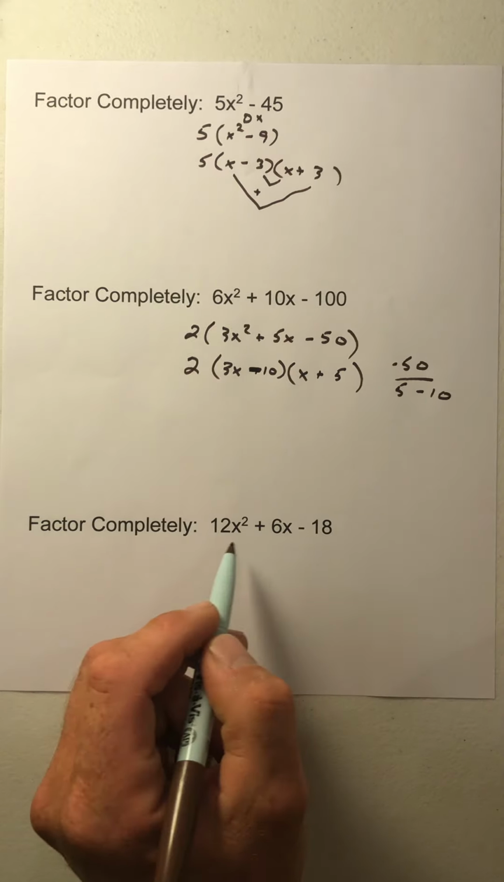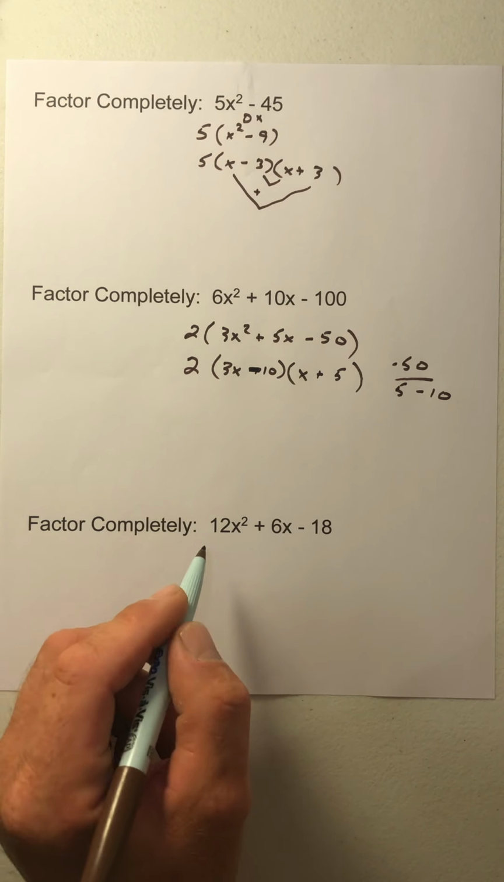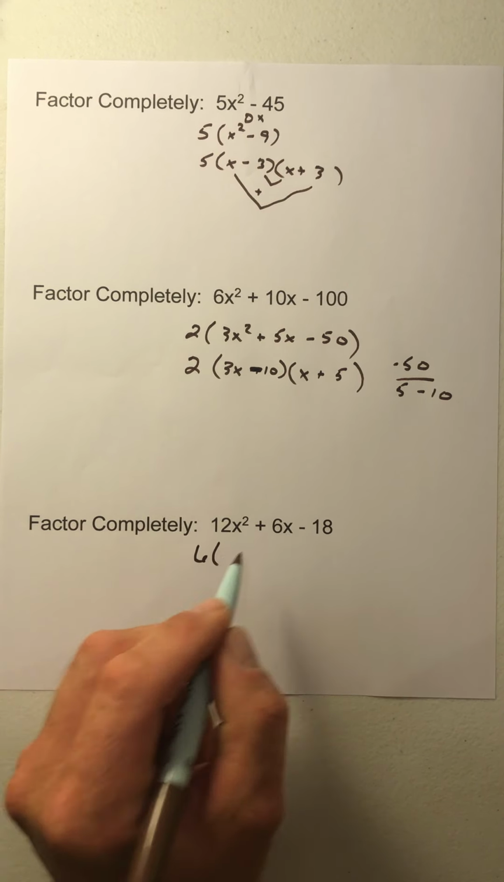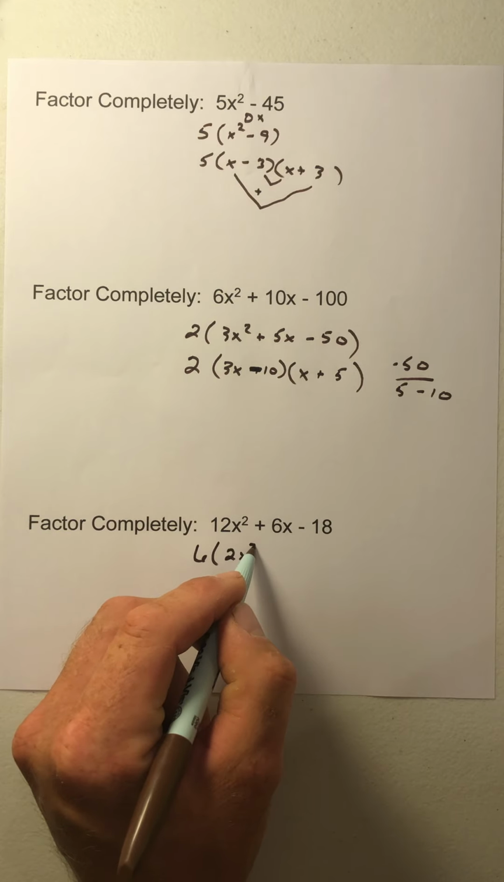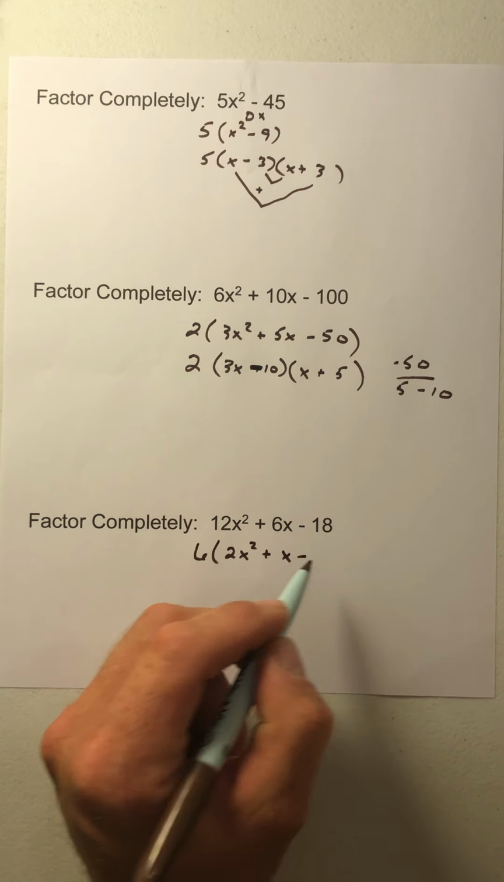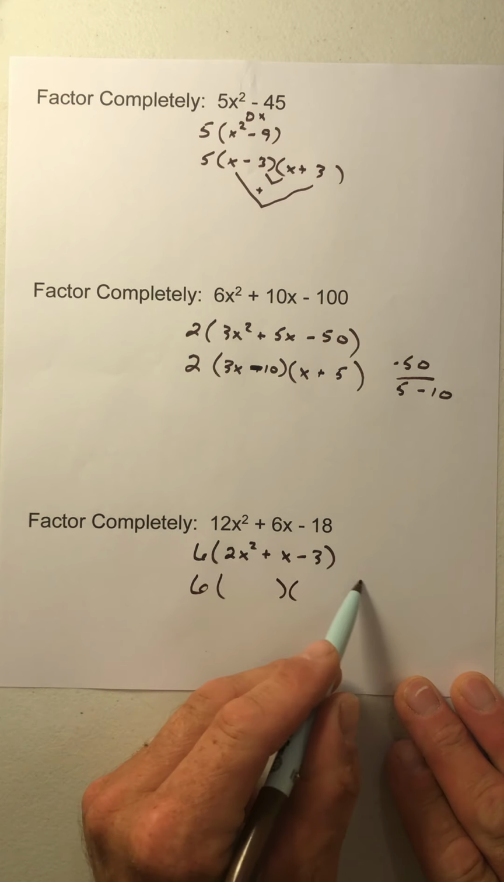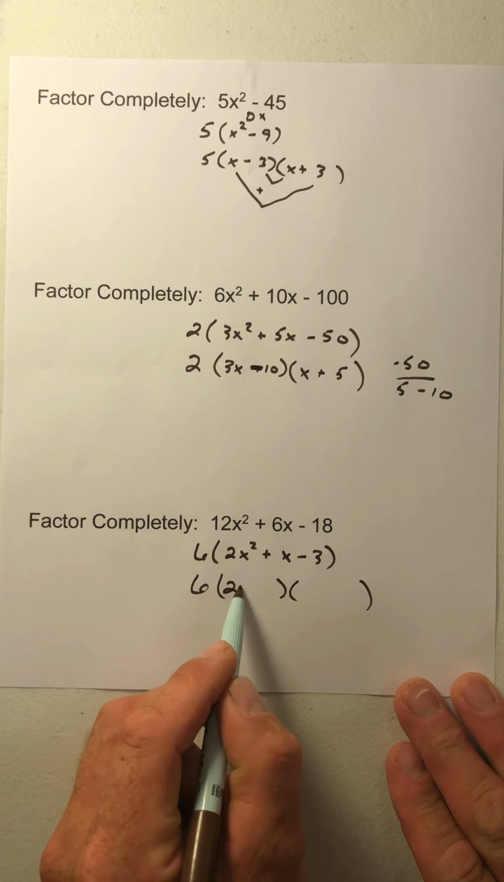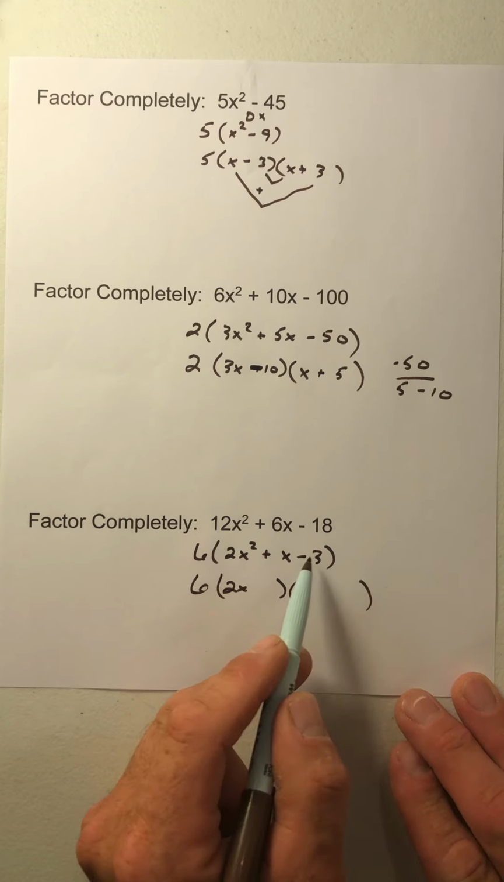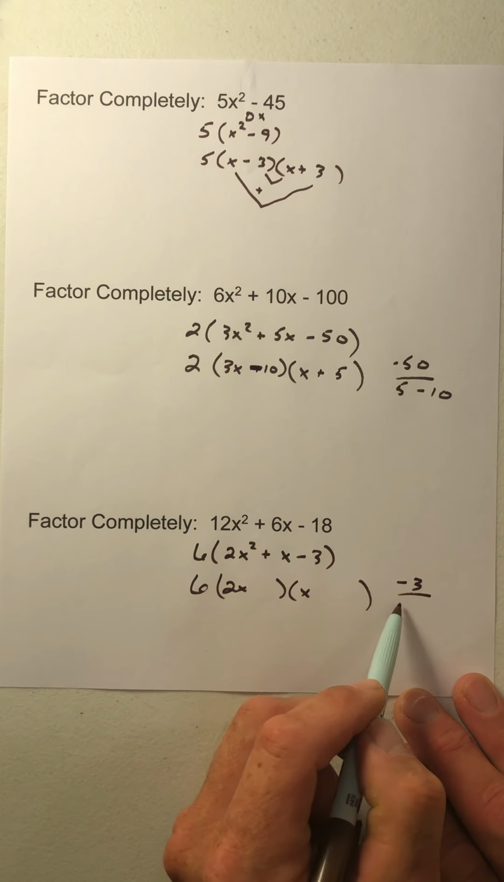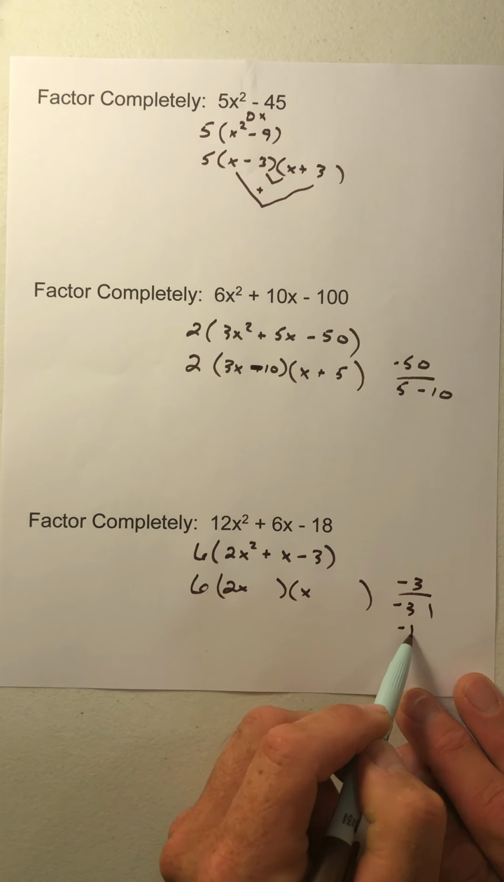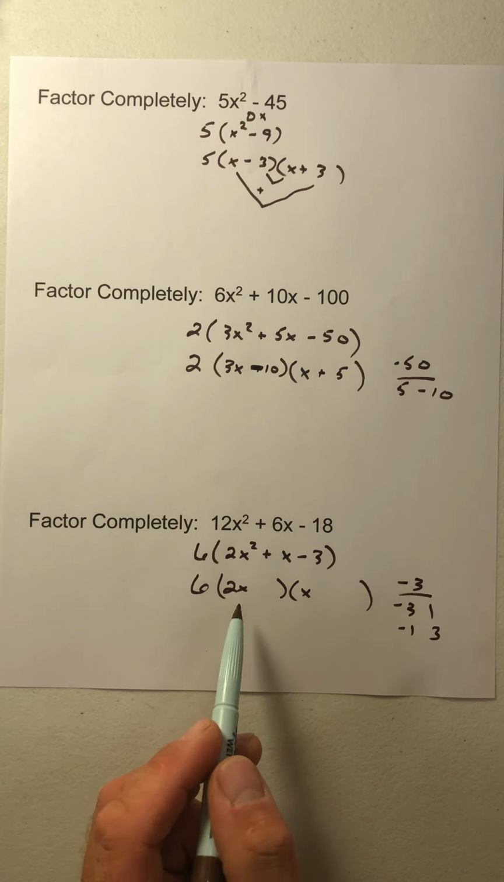Last one, 12x squared plus 6x minus 18. We can pull out a 6 as our GCF. So we get 2x squared plus x minus 3. I'm going to go ahead and set up my 2 sets of parentheses. To break up my 2x squared, I get 2x and x. I got to break up negative 3. So I get negative 3 and 1, or negative 1 and 3.